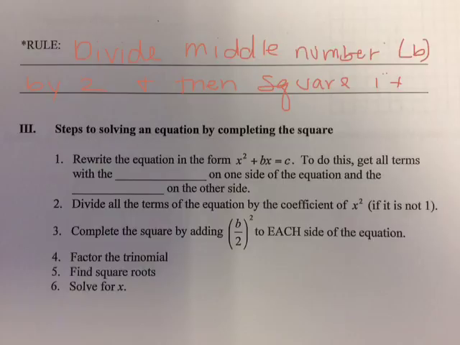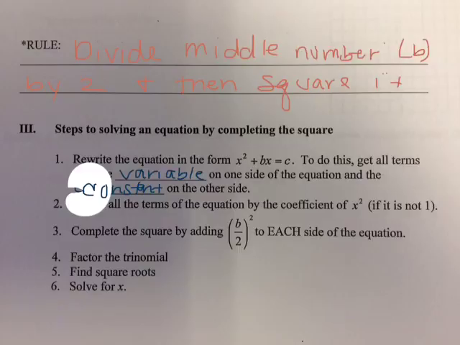Okay? When you're completing the square, you have to take the quadratic that they gave you and transform it into a perfect square trinomial. So your first step is you want to rewrite the equation. You want to get all the terms with the variable on one side and the constant, or the number all by itself, on the other.